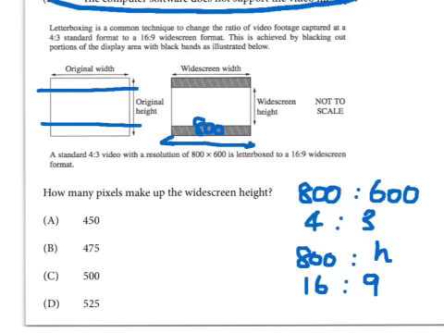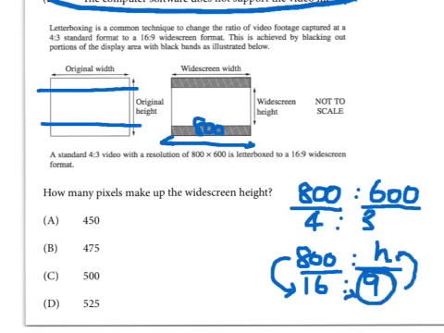So basically, what we want to figure out is, in this case, 800 to 4 is the same as 600 to 3. Okay, 800 to 16 is the same as the height over 9. So what we're going to do is figure out what the ratio between this is and multiply it by this to get this. The reason we do that is basic maths.